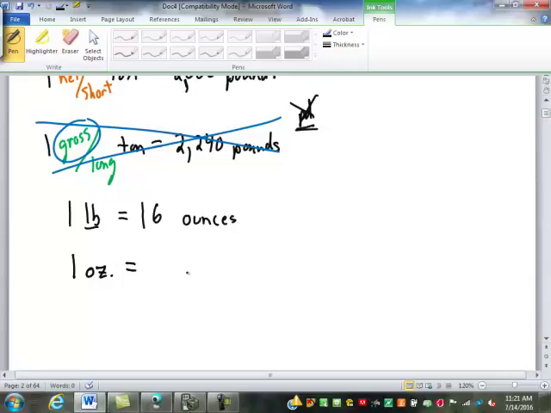Smaller than an ounce, we have a dram. A dram sounds like a metric unit. It is not. It is an English unit. And there are 16 drams in an ounce. A dram was actually one of your original apothecary units for medications. They might prescribe an eighth of a dram or a quarter of a dram of medication to you.